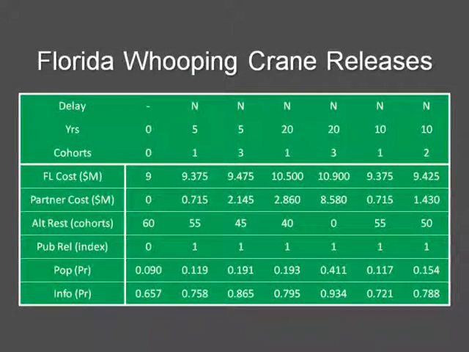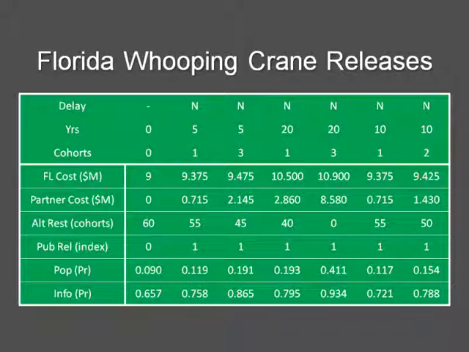Another example that might be useful is the Florida whooping crane release example. Now, this was a problem that a colleague and I were involved in, where we were making a decision about how many whooping cranes should be released into a non-migratory population in Florida. And again, here we have our alternatives along the top.